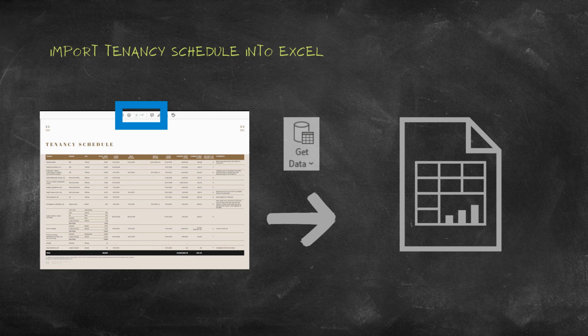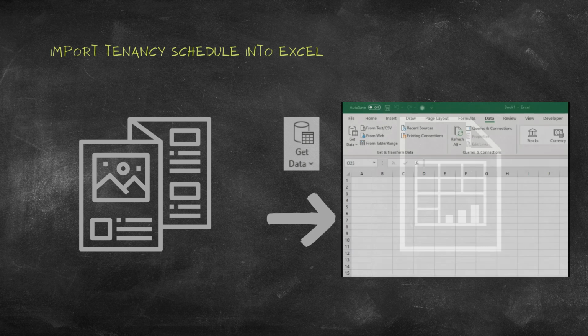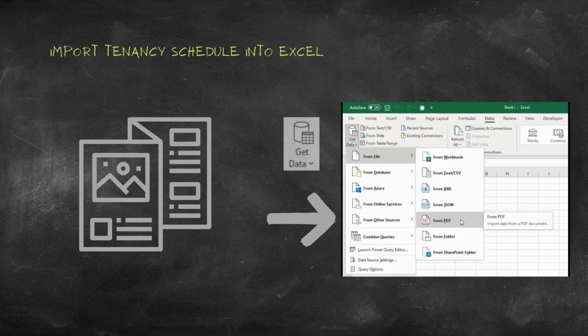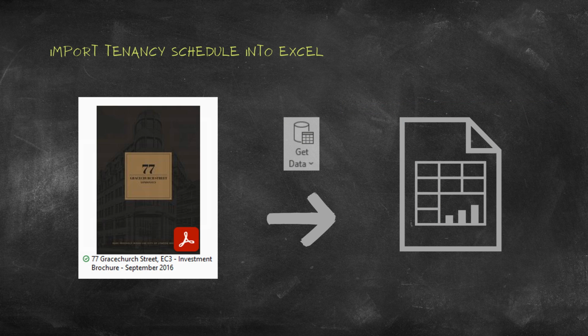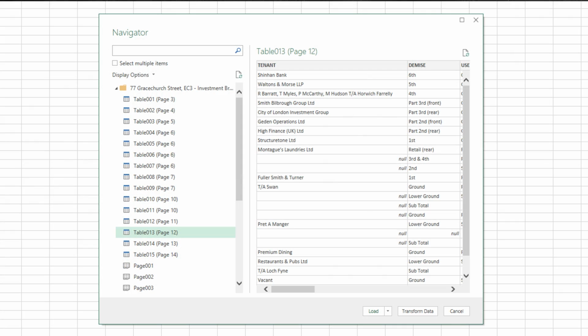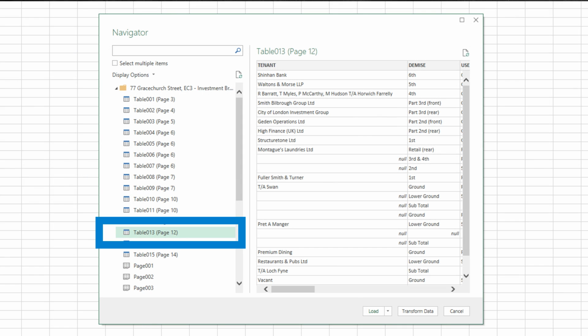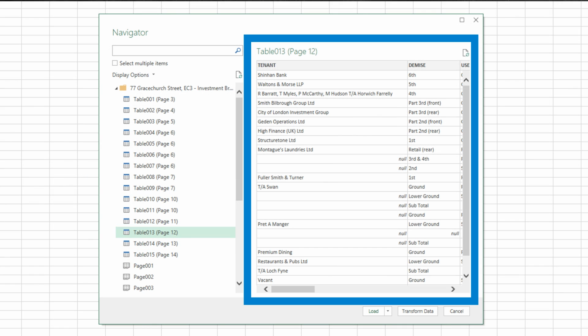But what is really exciting is that I can call this PDF and extract all the data I need, all from within Excel. In Excel, I need to go to the Data ribbon, go to the Get Data button on the far left, then select File and select PDF. From the File navigation window, I can choose the 77 Gracechurch Street PDF. This will bring up a navigator listing all the pages in the PDF. I want page 12. On the right, you can see the tenancy schedule.